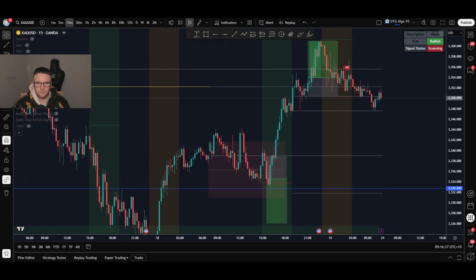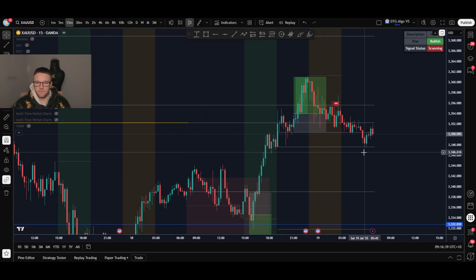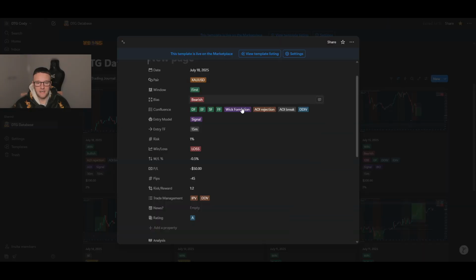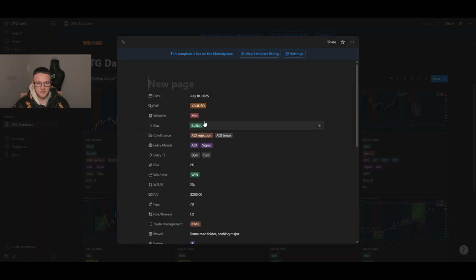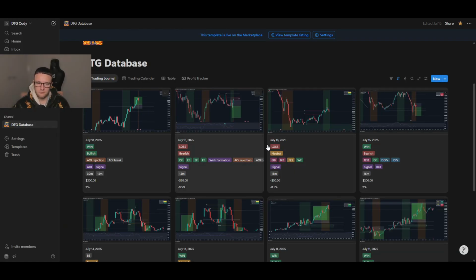So then later on, 30-minute break and tap. This was another beautiful trending entry. Clear bullish bias, mid window, on gold, confluence, AOI rejection, and break AOI and 15-minute AOI and signal confluence. So again, 2 entries aligning for that trade right there. Risking 1% to make 2%. And that was the setup.